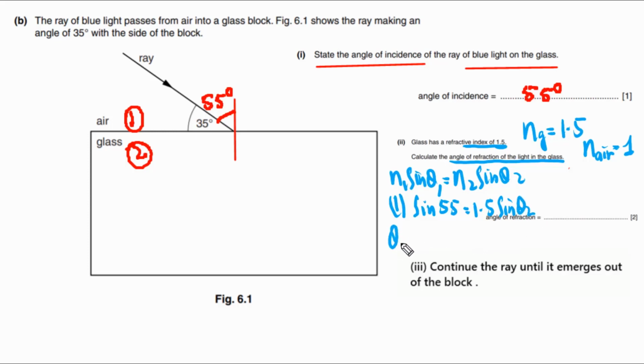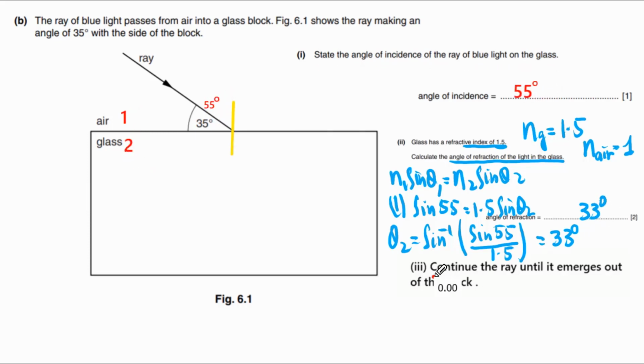We can write down theta 2 has to be equal to sine inverse of sine of 55 divided by 1.5. Simply, if we solve this one, we can find out the value of the angle of refraction. So that will be equal to 33 degrees. So our answer for this one is 33 degrees.